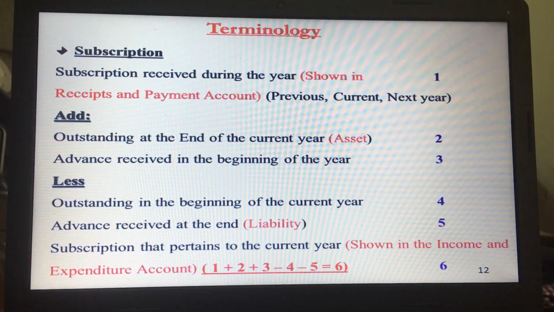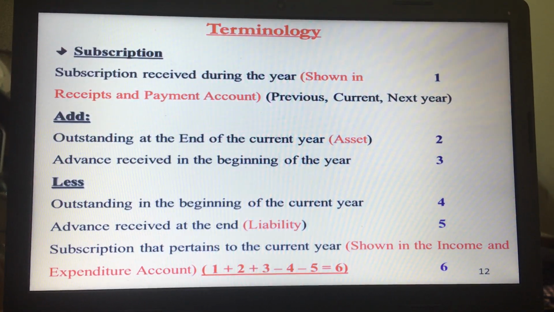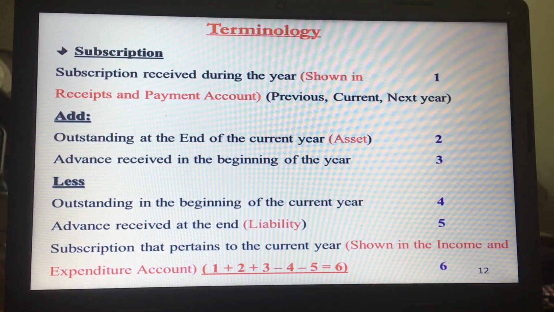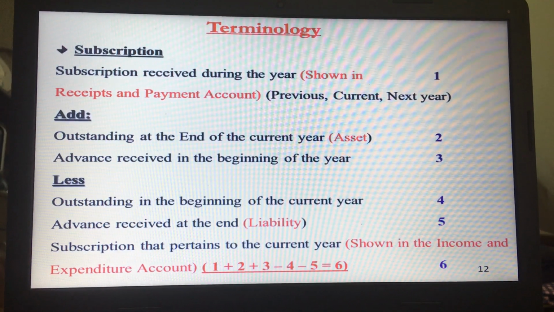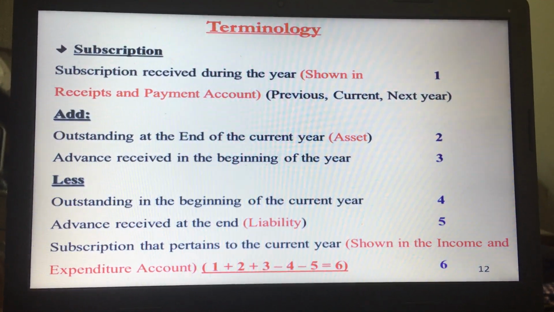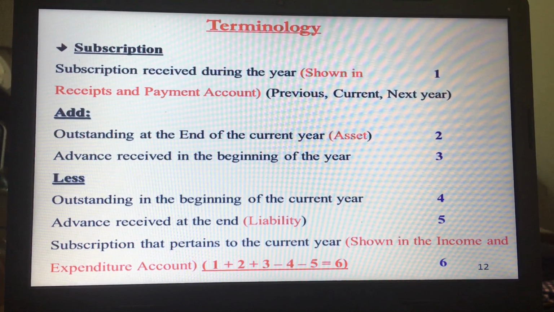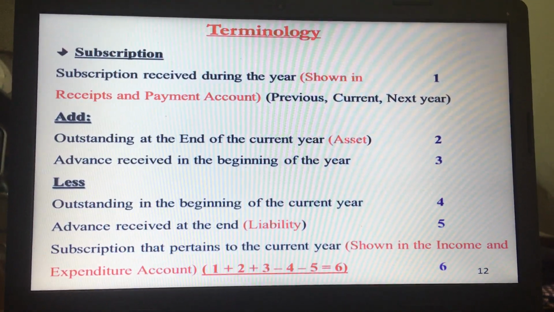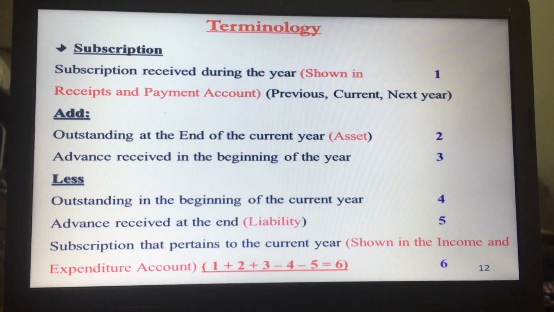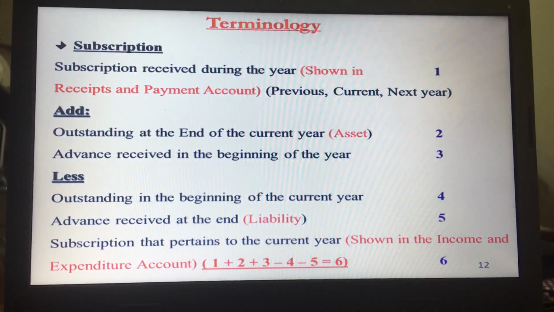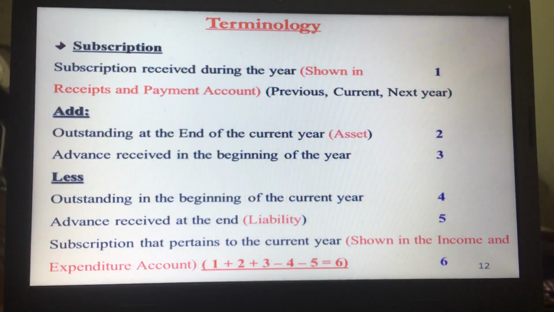What is added to it? Any subscription that is outstanding at the end of the current year. It pertains to this year, so it will be added to it. And it will also be shown on the asset side of the balance sheet. It's number 2. What is number 3? Number 3 is advance received in the beginning of the year. Because it's an advance received in the beginning, that means it pertains to the current year. It will be added. That's point number 3.